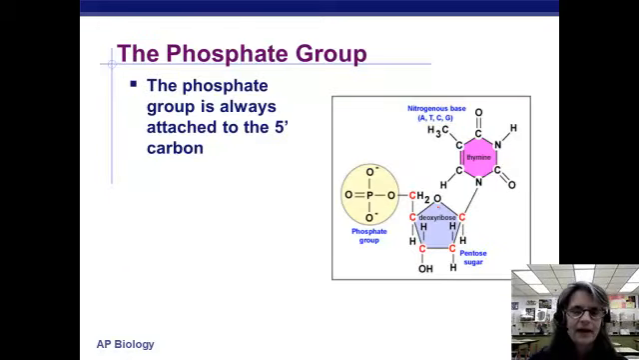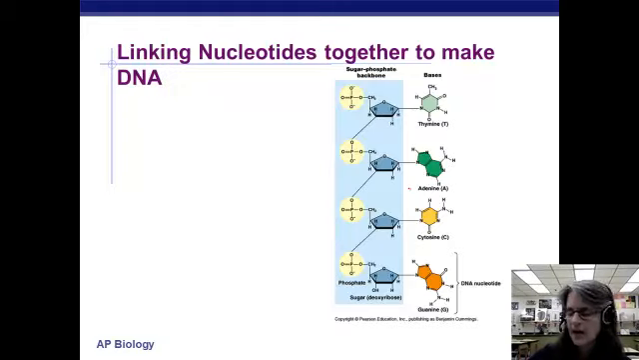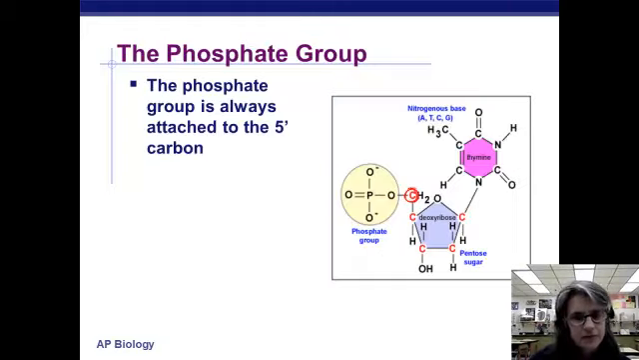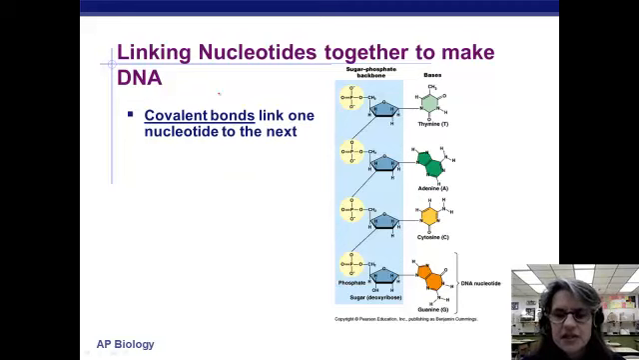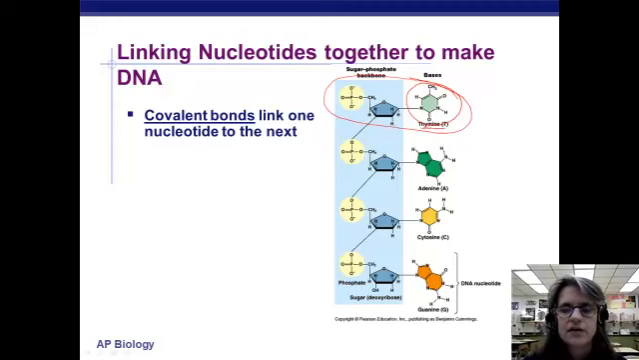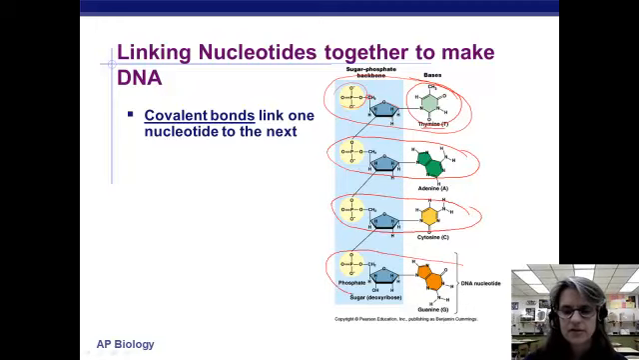Okay? Now, the phosphate group. The phosphate group is always, always attached to this five prime carbon. Okay? And that's going to be something you need to remember. That will be important later. Now, what we're seeing here is a nucleotide. There's the base, thymine. Notice it's only one ring, so this is one of the pyrimidine family. Here's your five carbon sugar, the deoxyribose. There's your phosphate attached to the five prime carbon. Here is the next nucleotide. Here's the next nucleotide.